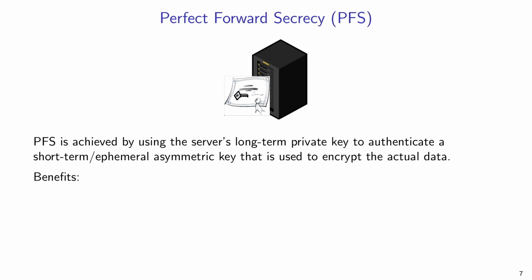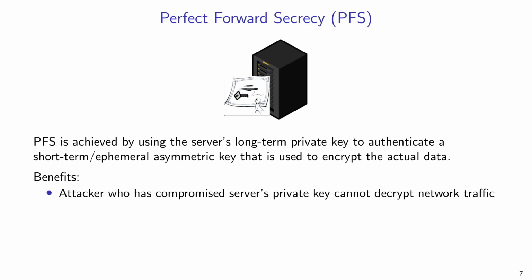To summarize, the benefits of perfect forward secrecy are: an attacker who has compromised the server's private key cannot decrypt network traffic. The attacker who has compromised the server's private key has to execute active man-in-the-middle impersonation attacks if the attacker wants to eavesdrop on the connection. But as we know, executing active attacks is much harder and there is a risk of detection.